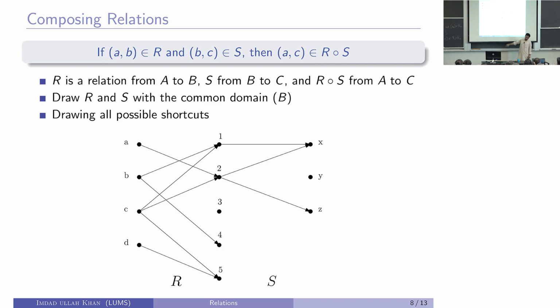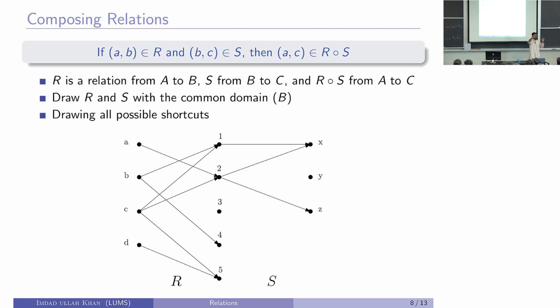Now look at the definition. If AB is in R and BC is in S, that means if there is a line from some A to some element here, let's say B, then whoever B is related to, A should be directly related to. So then you shortcut them. You shortcut the indirect path from some element of A to some element of B to some element of C.